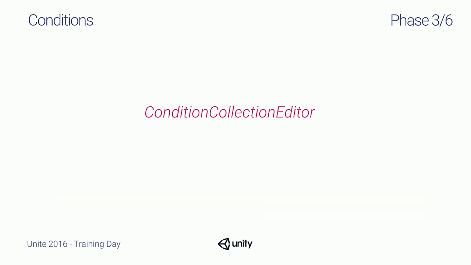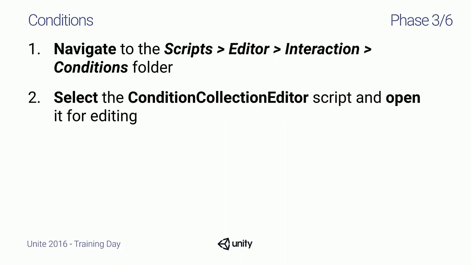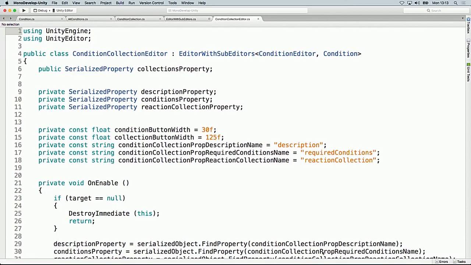Condition collection editor. So we're going to go ahead and help write the condition collection editor. Let's navigate to our scripts editor interaction conditions folder, and let's select the condition collection editor script and open it for editing. We're going to need to complete the conditions collection editor script, and we're going to be talking about serialized object again, serialized property, and the use of editor with sub-editors here. So let's have a look at what we've got so far.